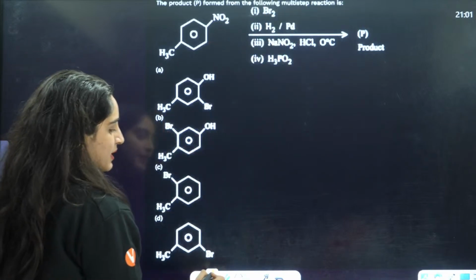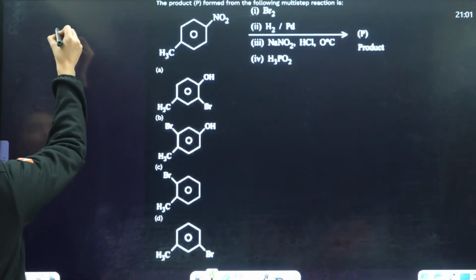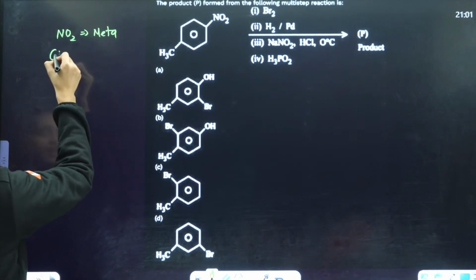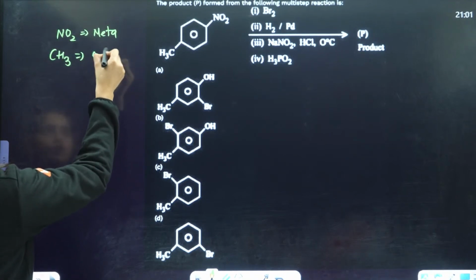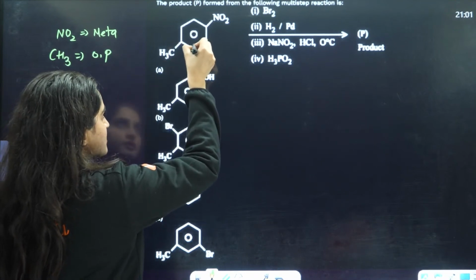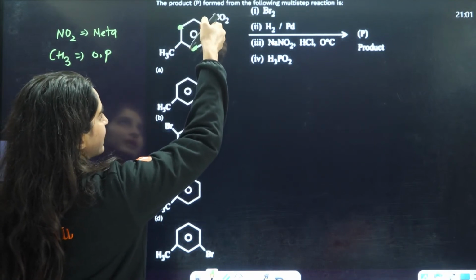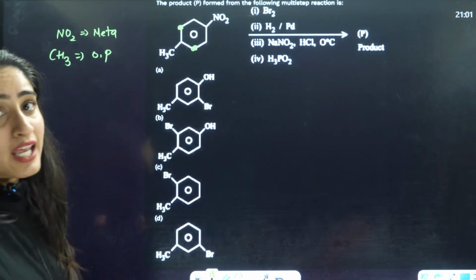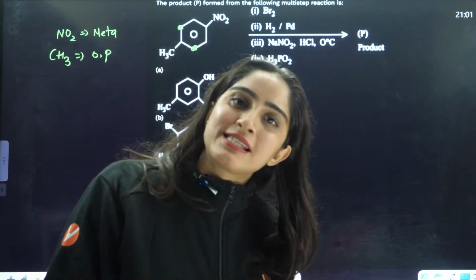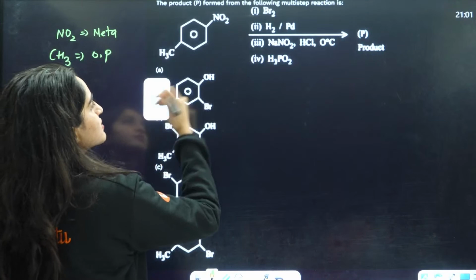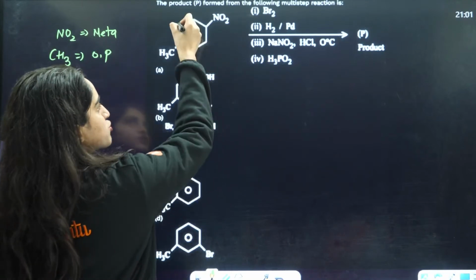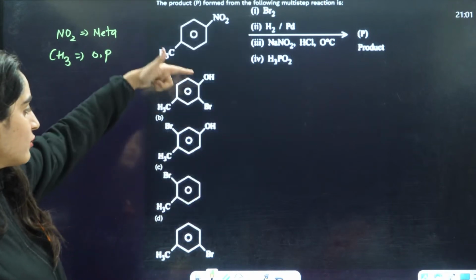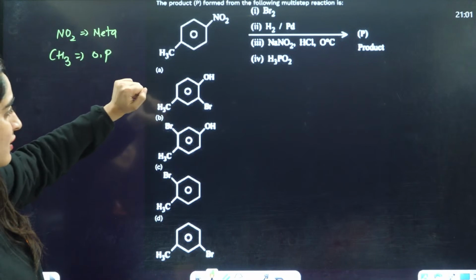I'll tell you one simple example here. We know that NO2 is an electron withdrawing group, it is meta-directing. CH3 is ortho-para-directing. For this, the ortho position is this one and this one. For this, the meta position is this one and this one. That means even if you go by NO2 or CH3, it is going to substitute on the same position. The position is either this or this, according to your choice, because both are symmetrical only. In the options, they have given it here also.